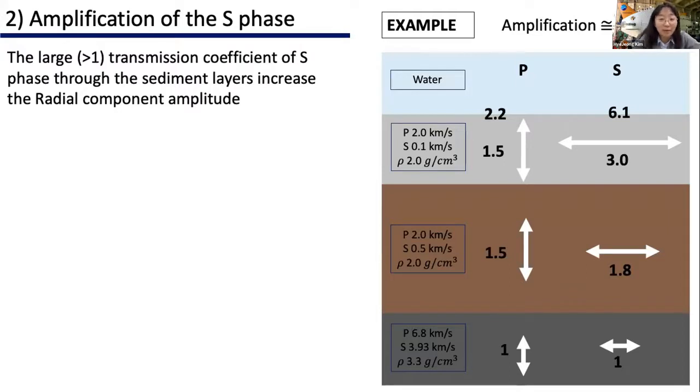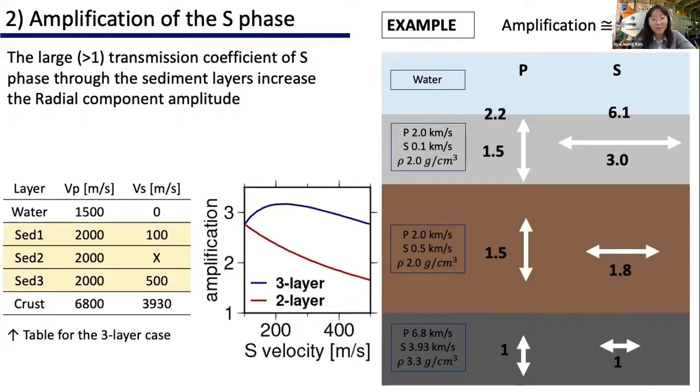Now I would like to explain the amplification effect from the sediment. The very low velocity and high Vp/Vs ratio of the sediment cause a large transmission coefficient within the intrasediment layer. So if there is an incident S phase, a P-to-S converted phase at a deeper discontinuity, it will amplify while passing through the sediment layers. And due to the larger variation of the velocity of S than P, the amplification of the S-to-P ratio is much larger, which in turn amplifies the receiver functions. The amplification can be expected using the transmission coefficients. And here in the graph, I'm just showing that the amplification differs with different sediment structures.